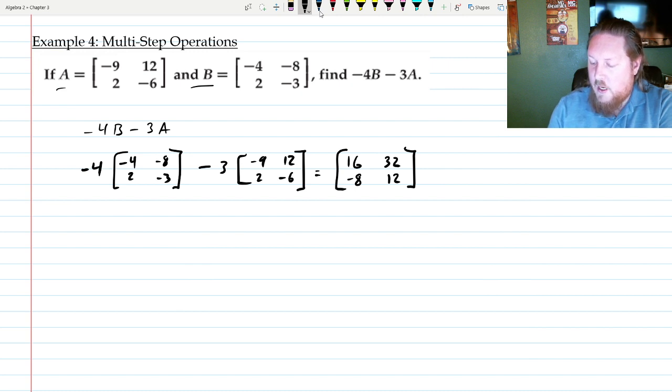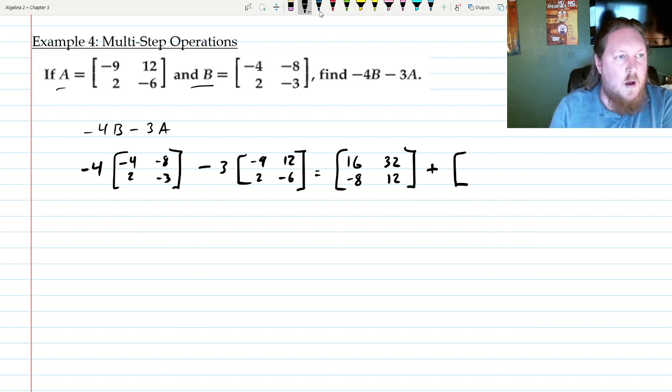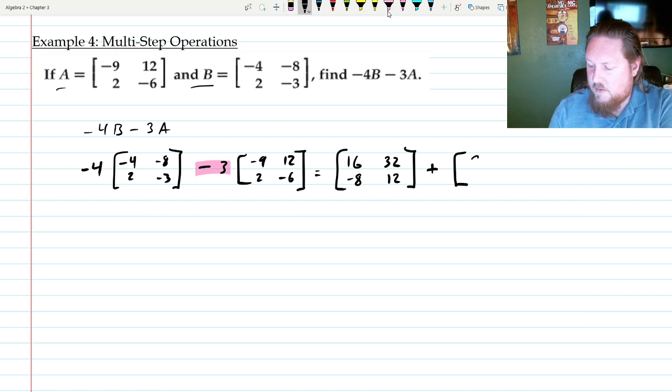And now we're going to add our other matrix in. The reason I'm making it addition is because I'm multiplying a negative 3 through everything. You could keep this a subtraction and multiply by positive 3 each time, but I find it's easier just to do the whole part here, negative 3, and keep it like it is. Negative 3 times negative 9 is positive 27. Negative 3 times 2 is negative 6. Negative 3 times 12 is negative 36. And negative 3 times negative 6 is 18.